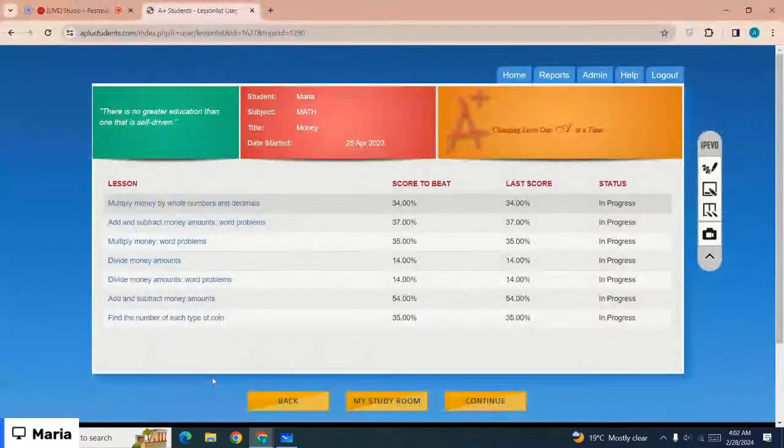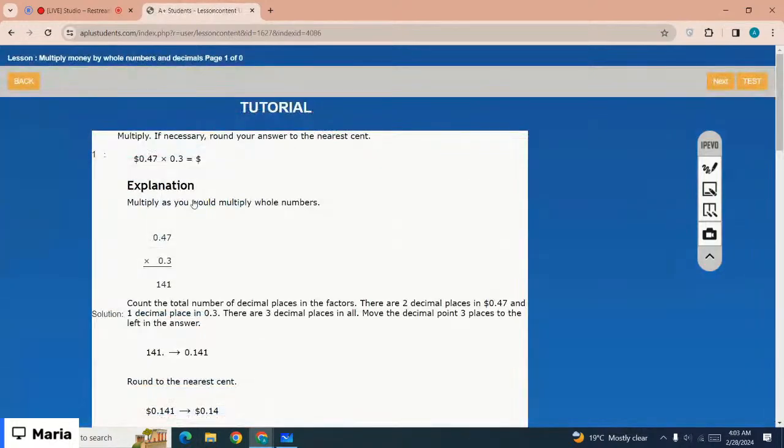Here I'm on grade 6 math. The chapter we are on is money. Let's start with the first lesson, that is multiply money by whole numbers and decimals. So basically money is numbers, right? You can add, multiply, divide. It's the same as you do with normal numbers, like when you do the decimals and when you do the whole numbers.